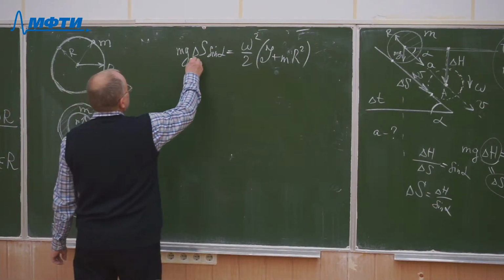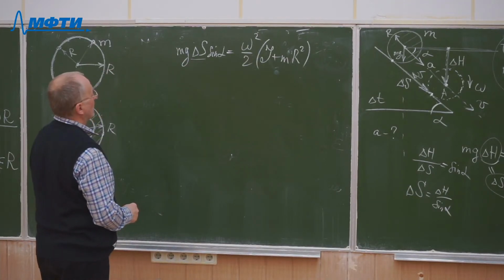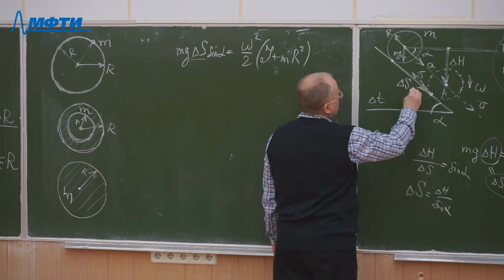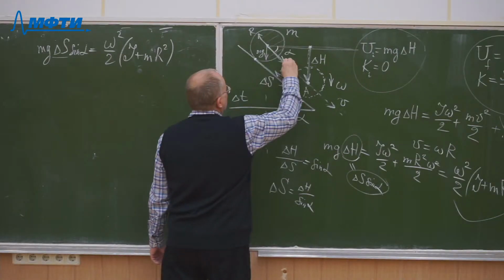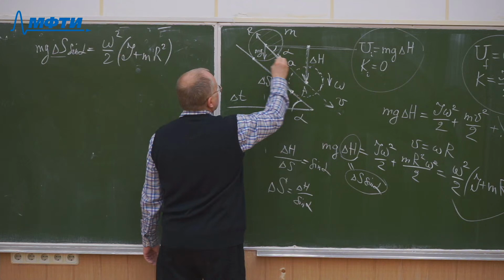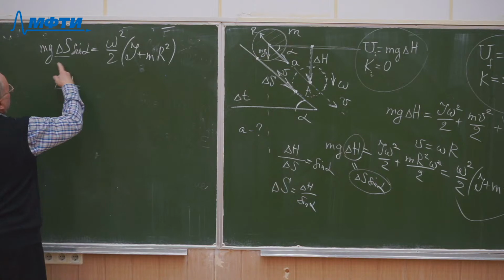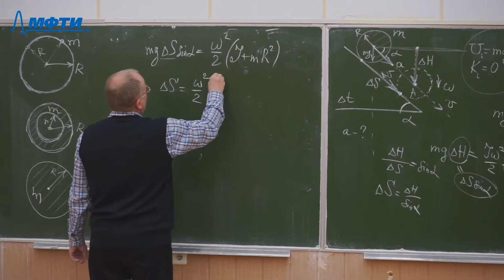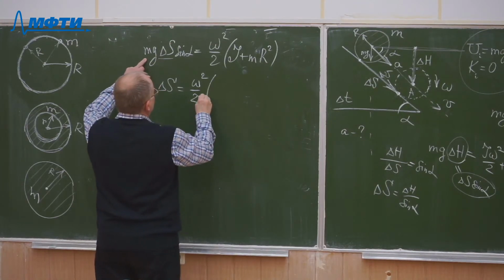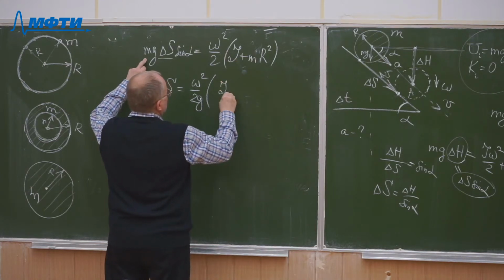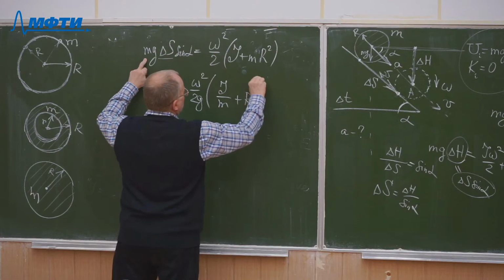Why do I need delta S? Because delta S is the displacement along the inclined surface, and it must somehow be related to the acceleration along the same surface, the acceleration of the center of mass. That's why I need delta S, and delta S will be given by omega squared over 2, divided by 2g, and here I will have I over m plus r squared.